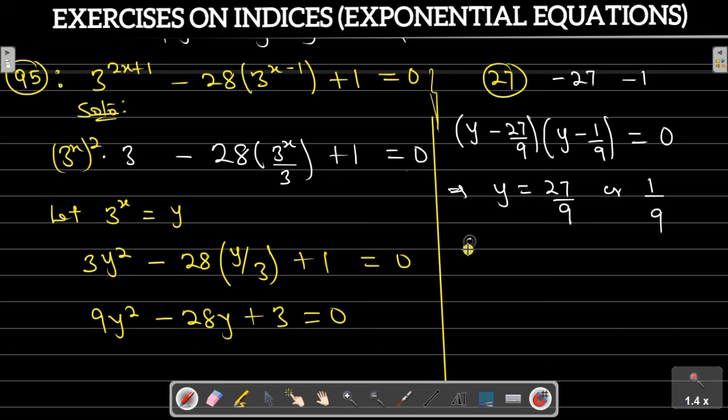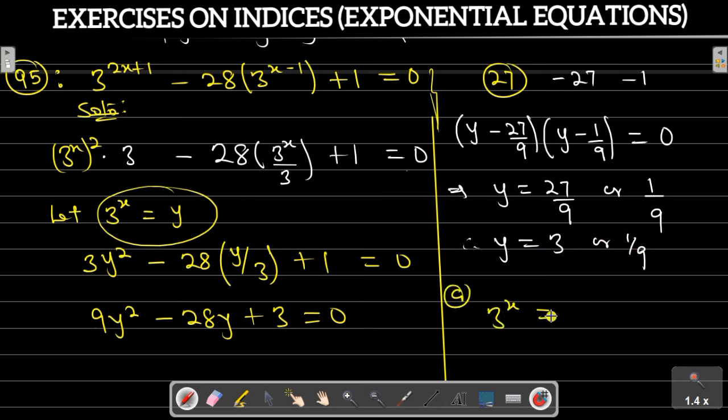Okay, so you can finalize here as 3 or 1 over 9. And then to now get our x, you also bring it in here. So for the first case, our 3 raised to the power of x is equal to y, which is 3. And you know that 3 is the same thing as 3 raised to the power of 1. Therefore, our x there is equal to 1.